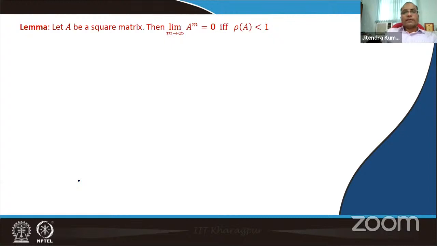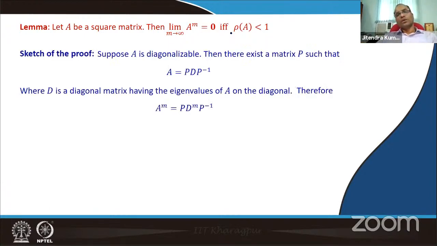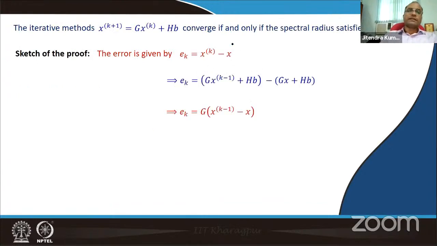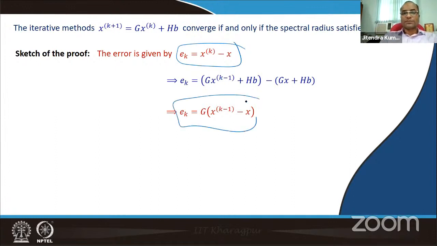So A is a square matrix. This is the background of this result actually. One can show that if the spectral radius is less than 1, then the power m of a matrix, any matrix, when m goes to infinity, is 0. So one can show this. You can go through these results again. And the main proof comes from the error. If you form the error equation, it comes in terms of this G, as G power k times e naught.